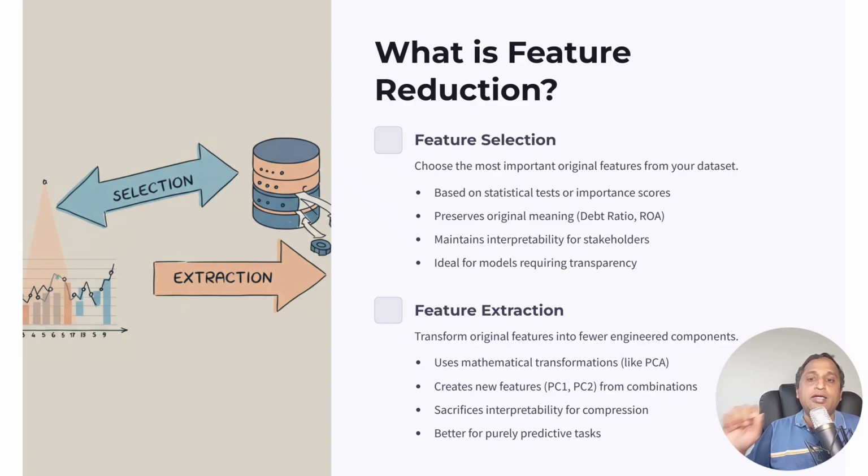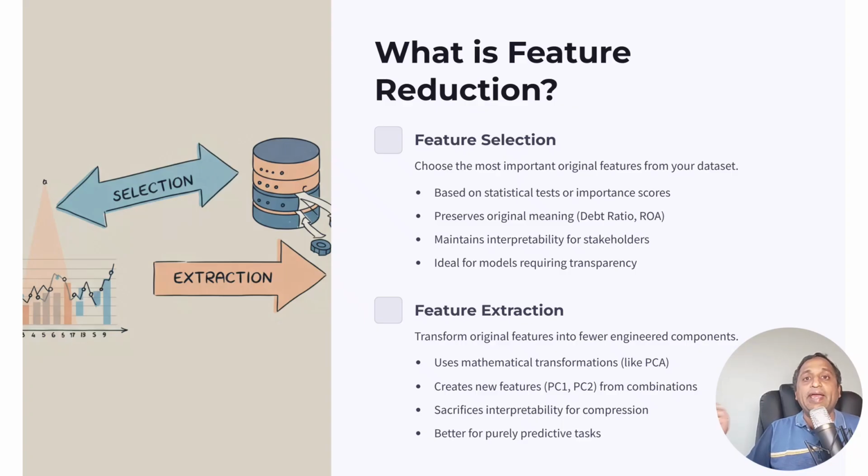On the other hand, we have feature extraction. This is more about compression. Instead of picking individual columns, we combine features using math, something like PCA, to create new synthetic ones. These features are great for modeling, but hard to interpret because they don't directly represent anything you collected. So the big trade-off is whether you want to interpret your results, meaning explainability, versus compression.